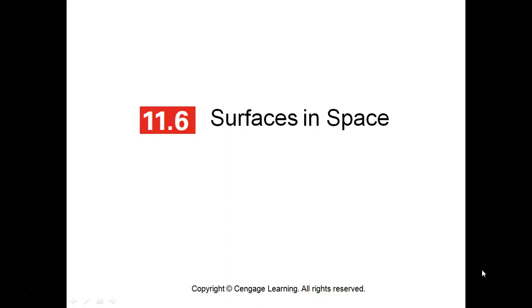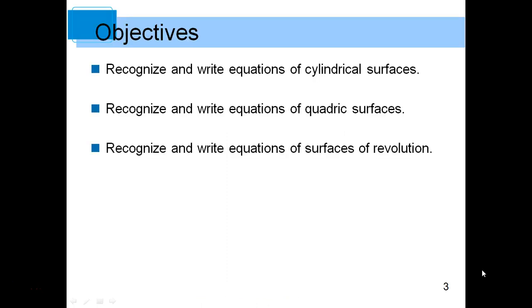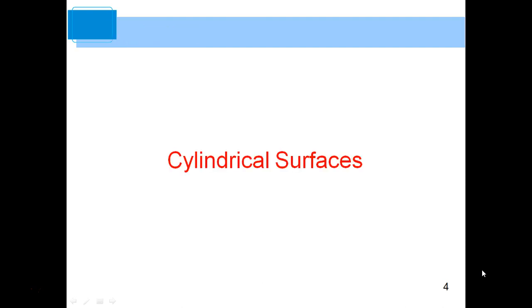Today we're going to look at surfaces in space. We're going to recognize and really learn how to rewrite equations so that we can see whether or not they are cylindrical surfaces, quadratic surfaces, and then we're also going to look at recognizing, writing, and rewriting equations of surfaces of revolution. And it sounds a lot more complicated than it really is.